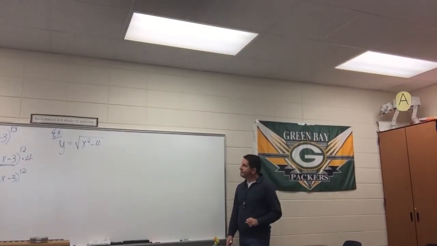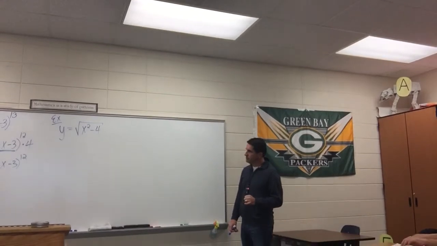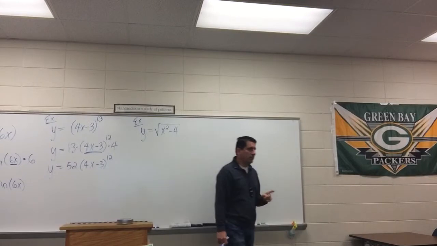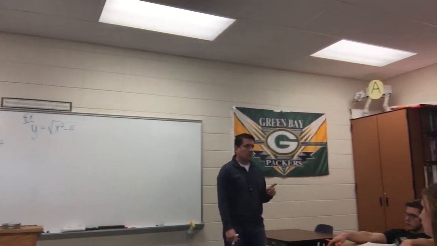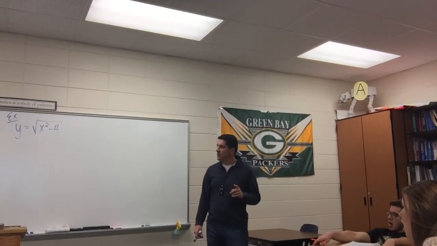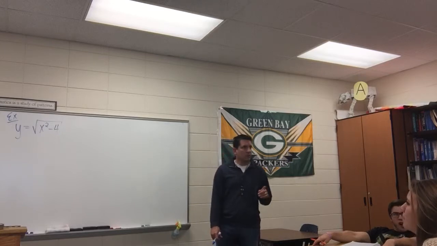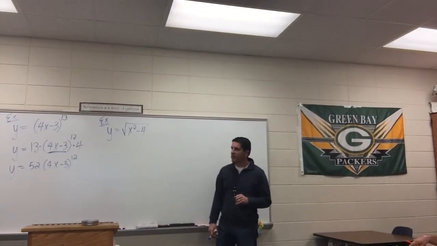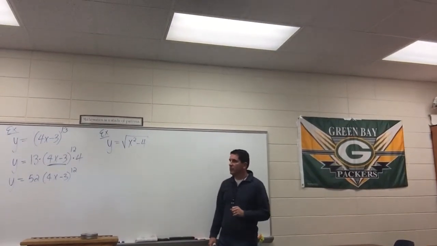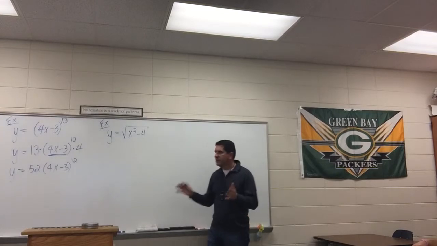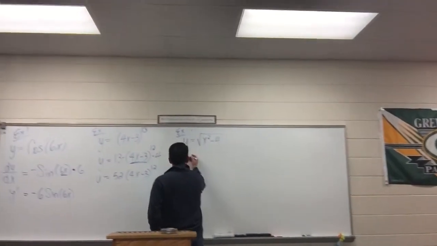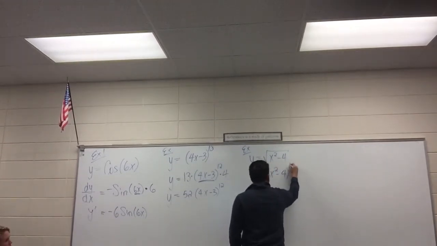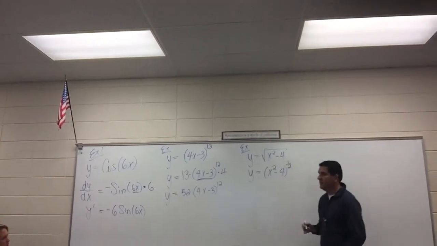Okay, new one. How should we rewrite this? Say it again. Were you going to factor it? No. X squared minus 4. Yeah, what do you say? Yeah, that's the only way to handle this one. So we're going to just rewrite it. It's x squared minus 4 to the 1/2.